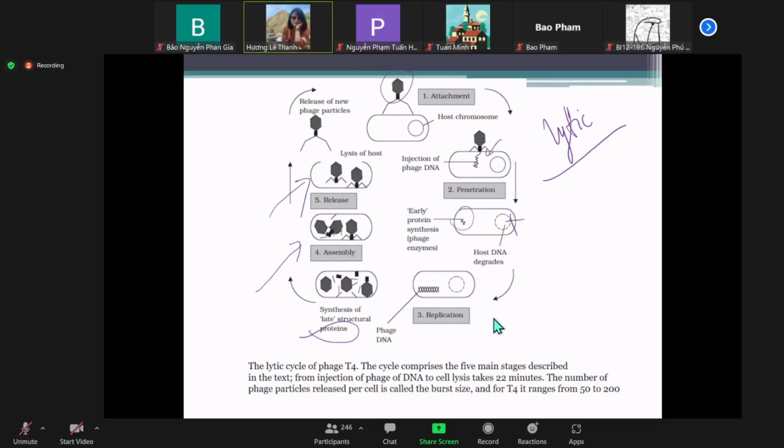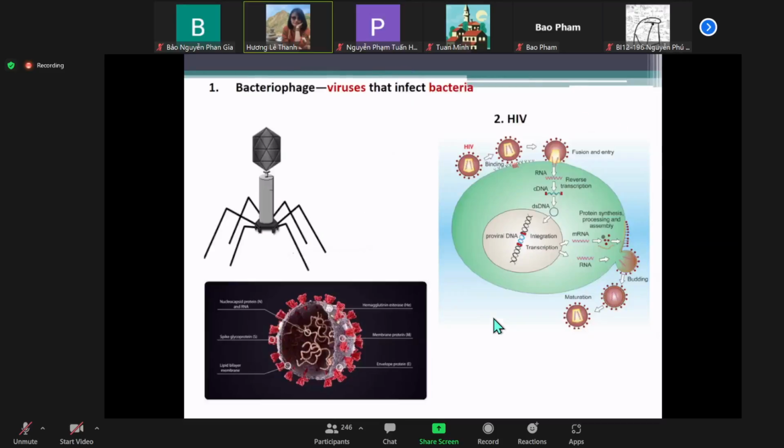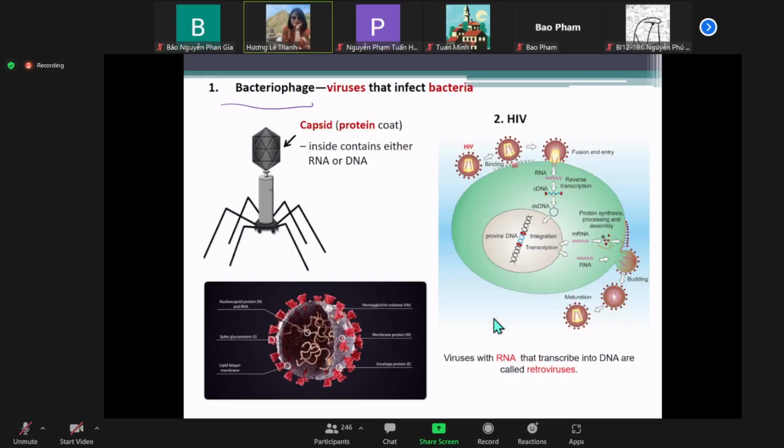I introduce here the two types of virus that you need to pay attention to. First, bacteriophage. That's a virus that only infects bacteria. That's T for bacteriophage, like in high school, you have already learned about this. The TMV, causing the TMV, right?